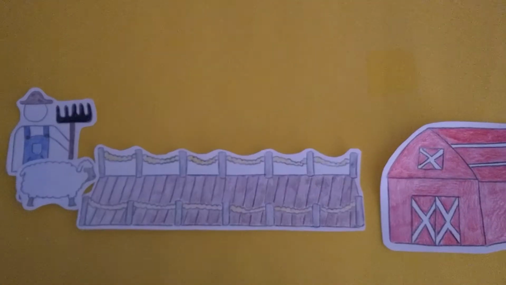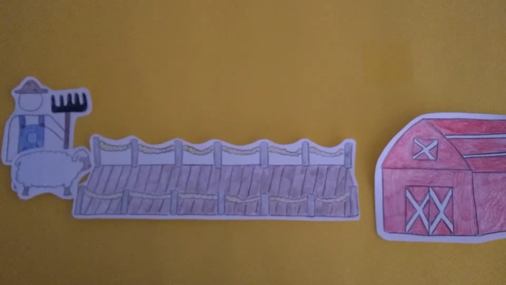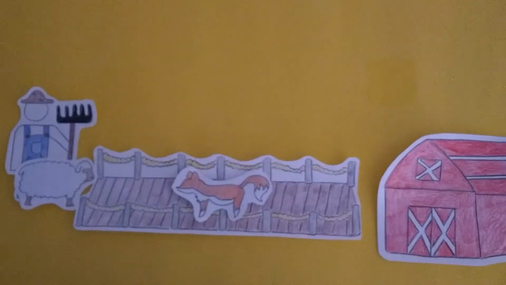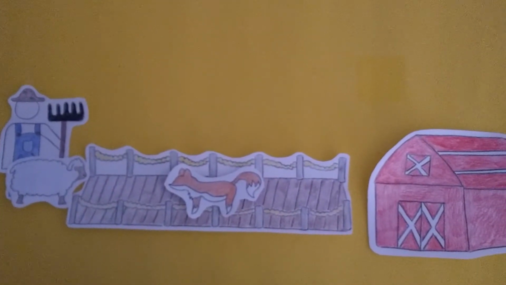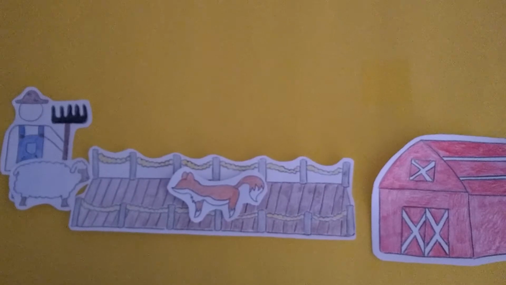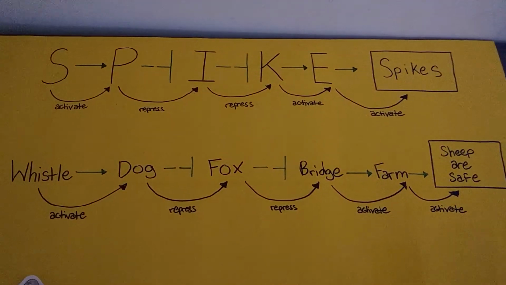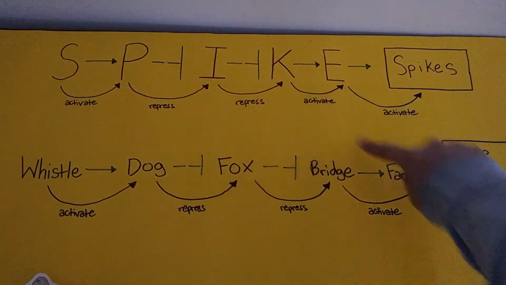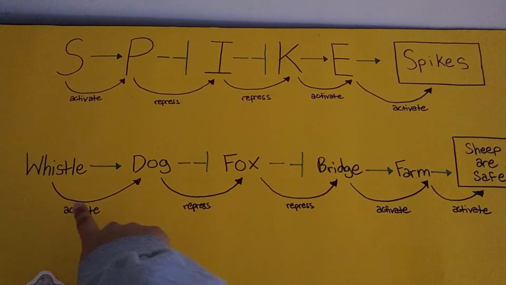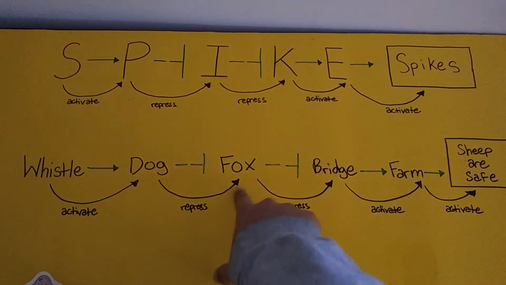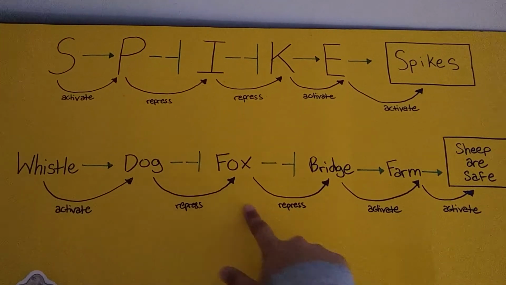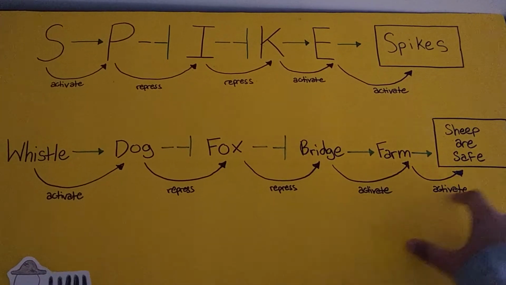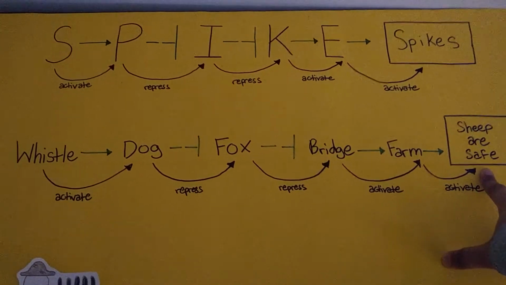Let's say you're a farmer trying to get your sheep across a bridge to your farm safely, but a fox blocks your path. In this case, transcription of spikes is equivalent to our sheep being safe. So for this network, each of these equates to one of the genes in our dragon's network. Having a whistle calls your dog, the dog chases the fox away, the fox blocks your path through the bridge, the bridge ensures a path to the farm, and the farm ensures the sheep's safety.